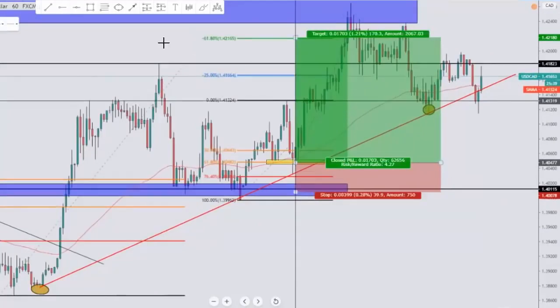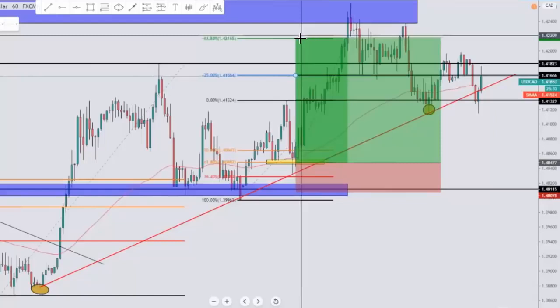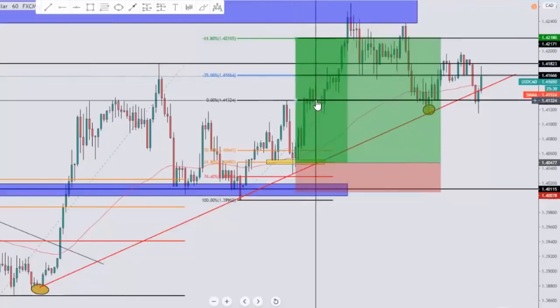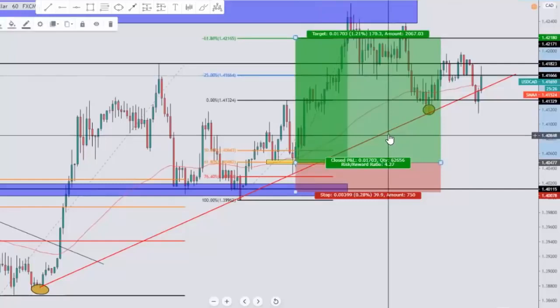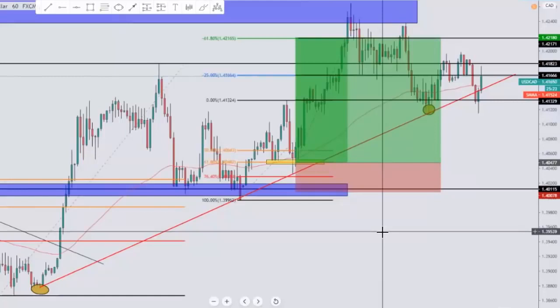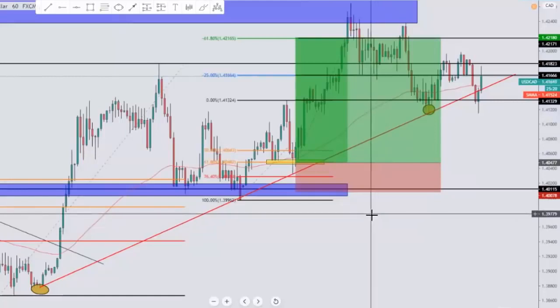So just right here, and then just right here. Take profit 1, take profit 2, take profit 3. And how do you split those up? There's two ways to do it. Either you take 3 positions on this trade.